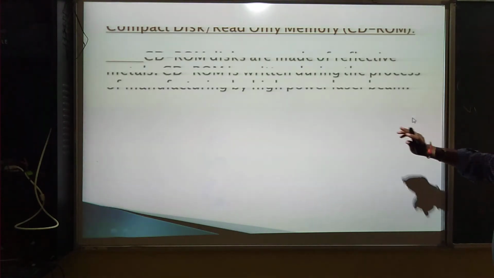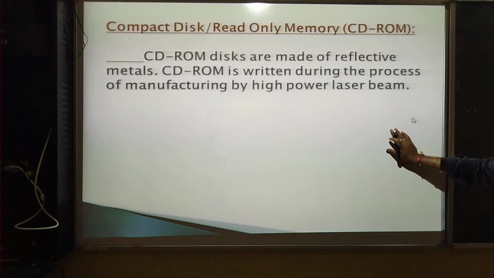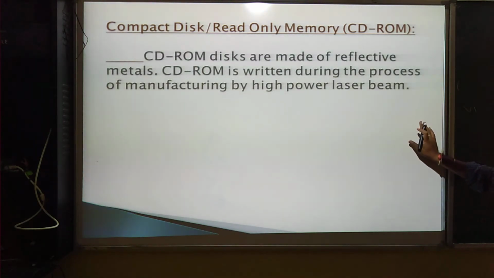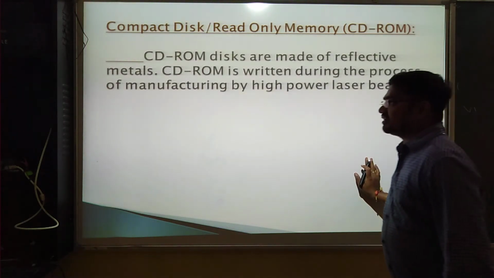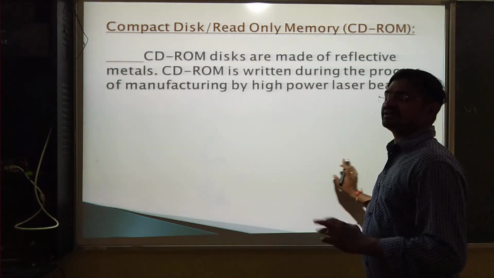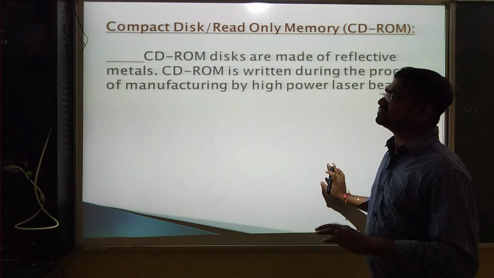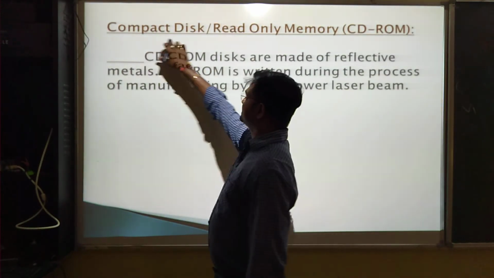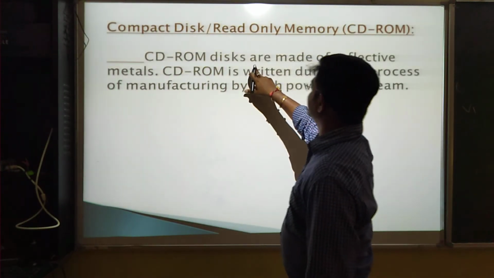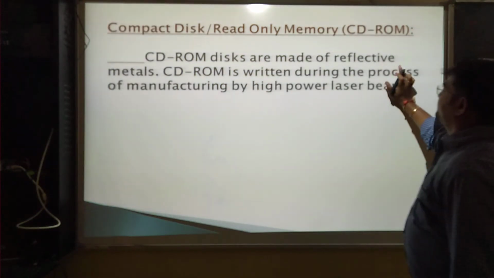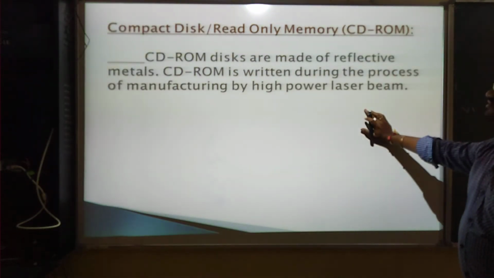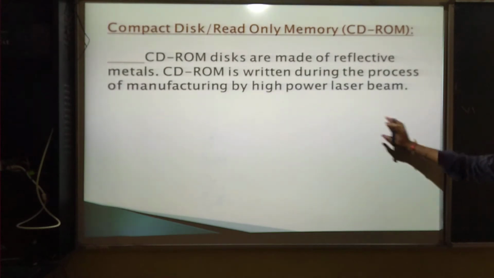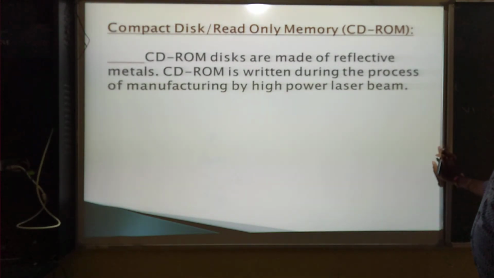First one, the compact disk read-only memory, in simple words CD. What is the meaning of CD? CD is a compact disk. The CD-ROM disks are made of reflective metals. A CD-ROM is written during the manufacturing process by a high-power laser beam.